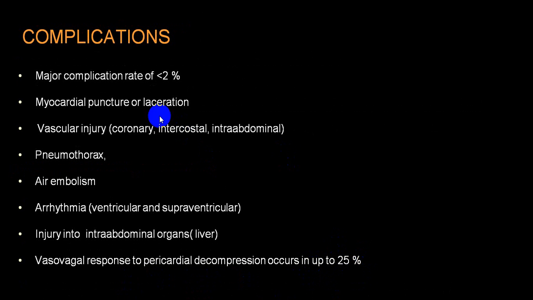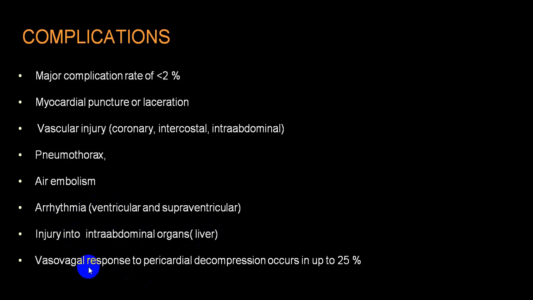Complications of the procedures: very frequently you create a myopericardial puncture or laceration. Vascular injury, because you damage coronary blood vessels or intercostal arteries. When you are going through the abdominal xiphoid procedure, you can damage intra-abdominal vessels. You can create pneumothorax very frequently in parasternal procedures. Air embolism, arrhythmia because of damage to the ventricle. You can damage an organ like the liver, quite common.